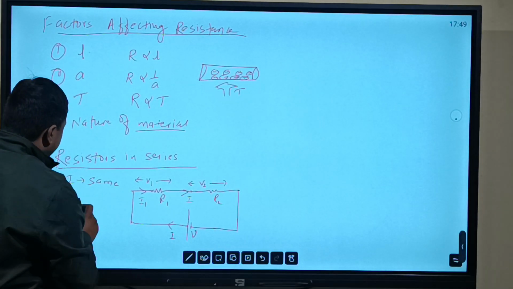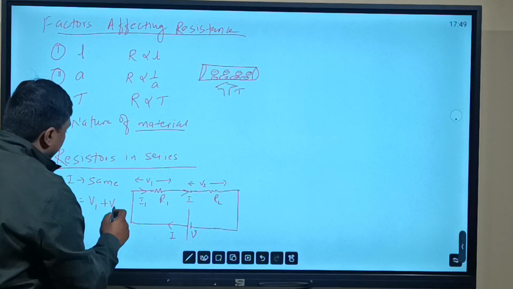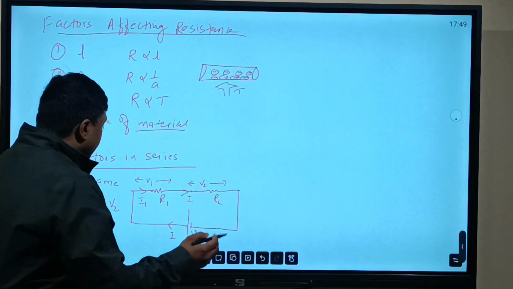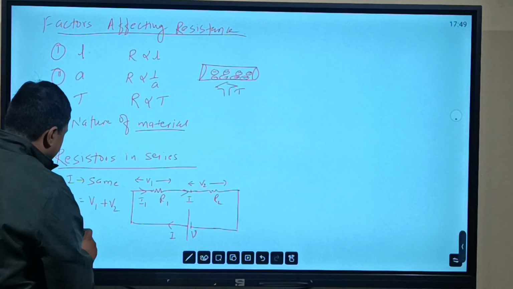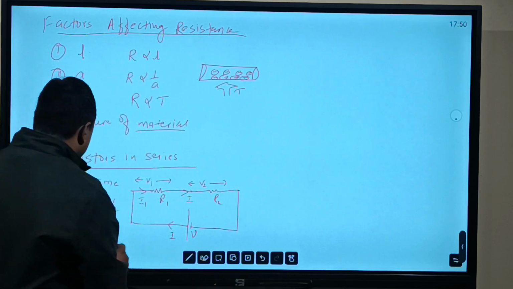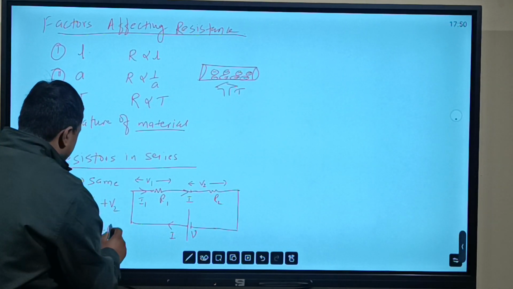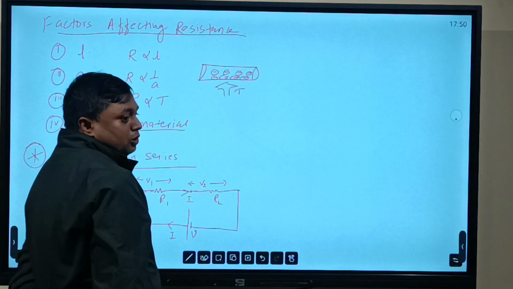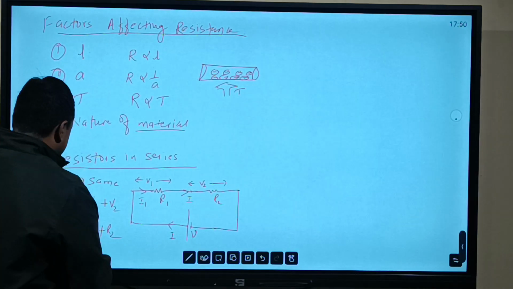In this circuit, V is equal to what? V1 plus V2. In series combination, if you want to find the equivalent resistance, Rs is equal to what? R1 plus R2. Is it clear? If 3 resistors are there, then R1 plus R2 plus R3. Is it clear?